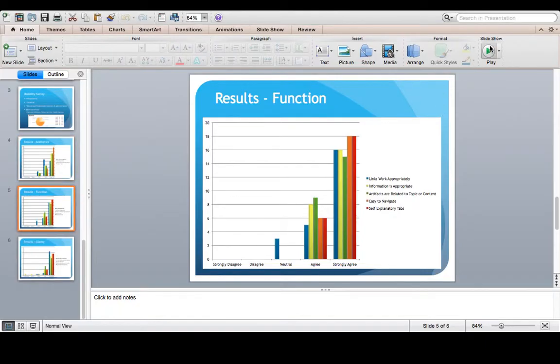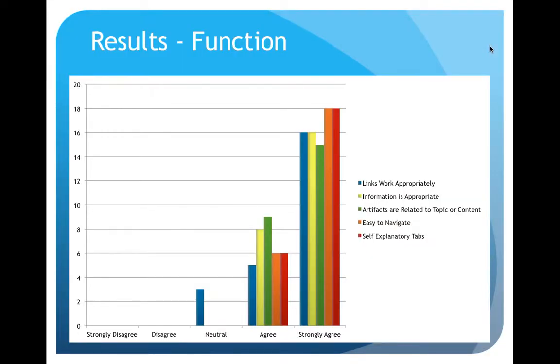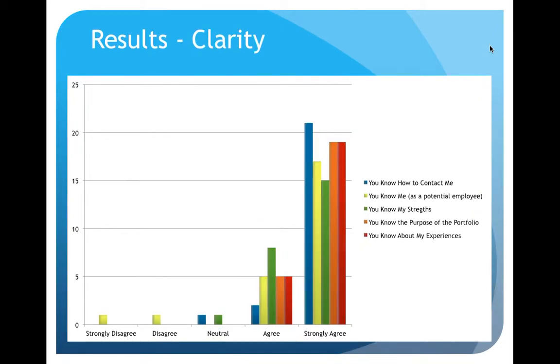The final area that I asked for feedback on was clarity. So the questions that I asked were, you know how to contact me, you know me as a potential employee, you know my strengths, you know the purpose of the portfolio, and you know about my experiences. So again, the majority was positive feedback, but interestingly enough, this is where I got some of my only disagree ratings, which I found pretty interesting.